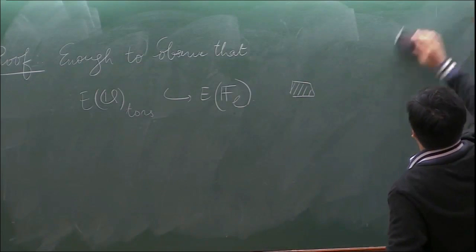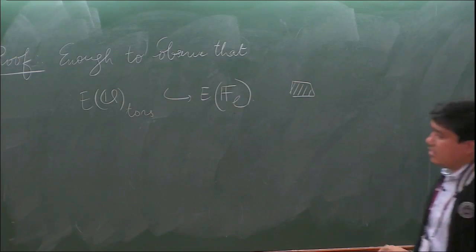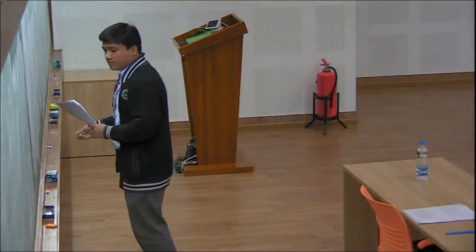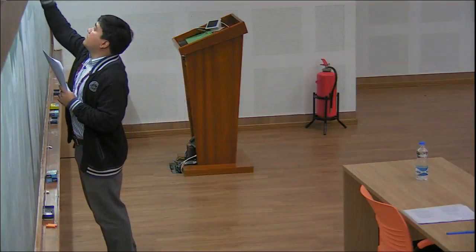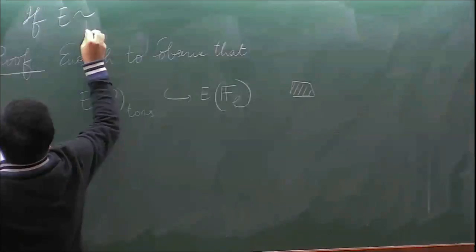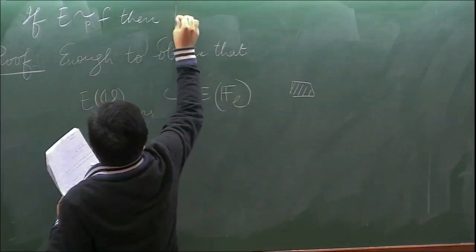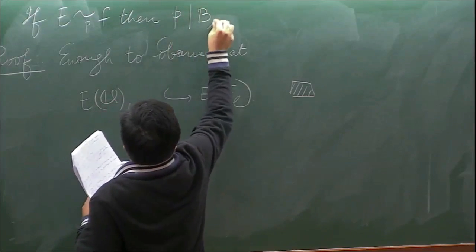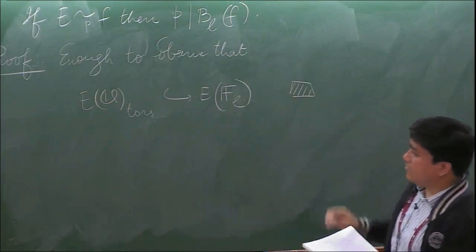Okay, so what does this proposition give me? Suppose I pick a prime L, I compute B_L. I have not written down the conclusion, okay? So let me write here. So if E is congruent to P mod F, then E divides B_L(F). Okay, so this is the conclusion now.